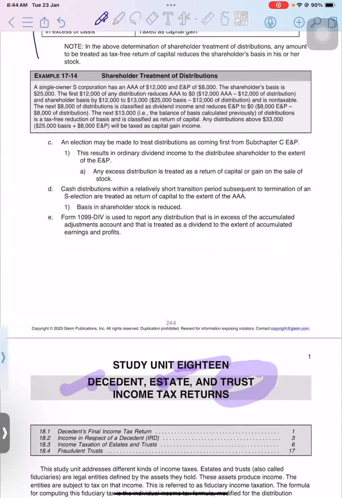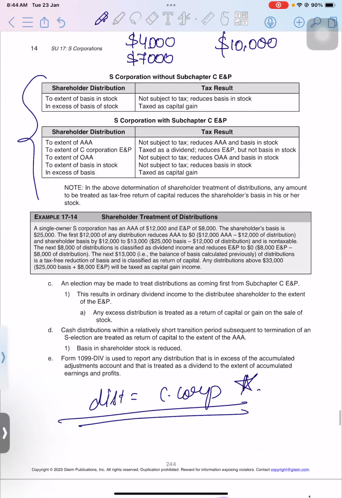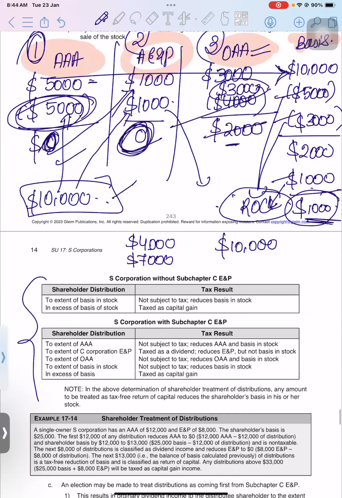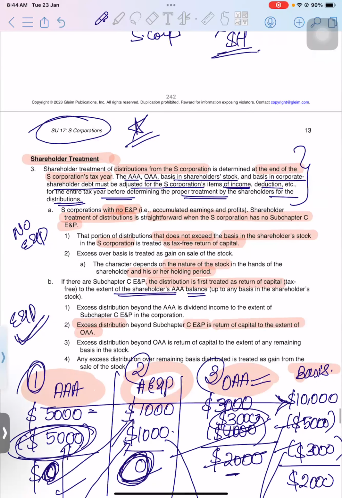Tomorrow I'll upload one more video, that is distributions in the case of C Corporation. That is also an important topic, so make sure to go through it. I will be uploading the MCQs on our Google Classroom, so please do solve the MCQs from study unit number 17.